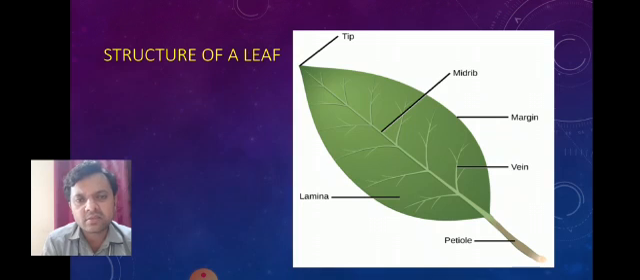Every leaf has a holding, a stick-like structure with which we can hold the leaf. That sticky part is called the petiole. With the help of the petiole we can hold the leaf.